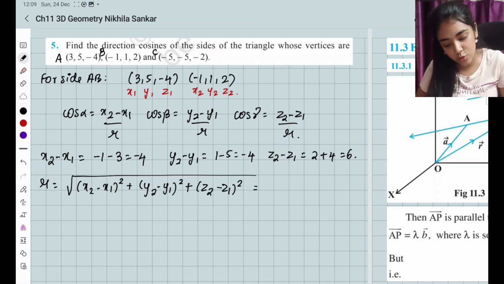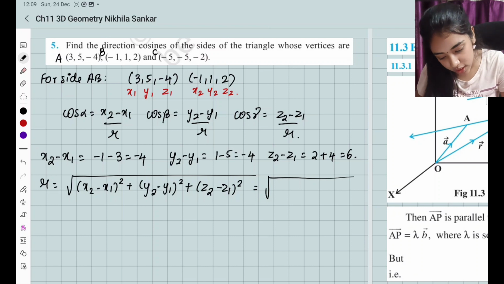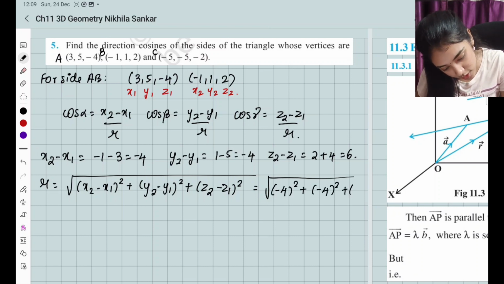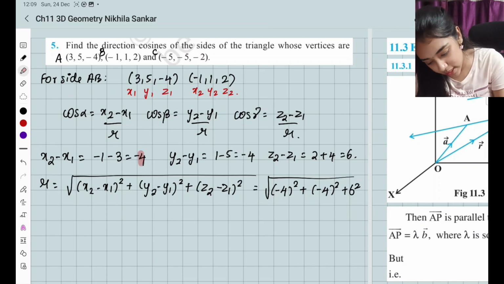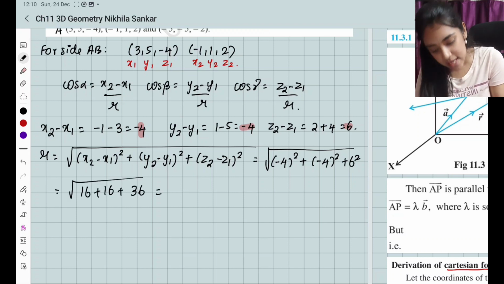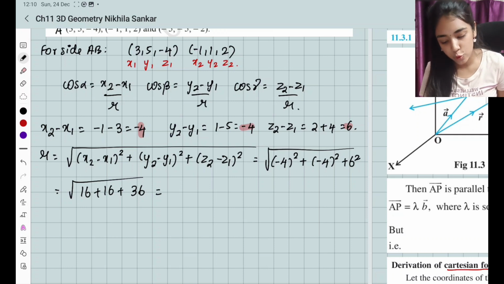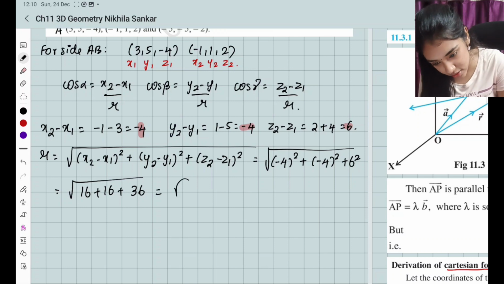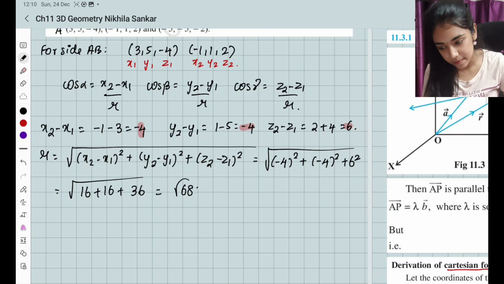So already நம்ம x2 minus x1 இந்த வேல்யூலாம் கண்டுபிடிச்சாச்சு. This is going to be minus 4 the whole square plus minus 4 the whole square plus 6 the whole square. Therida minus 4 and 6. Okay, so when I find this, it is going to be square root of 16 plus 16 plus 36. 16 plus 16, 32. 32 plus 36 is going to be 68. So square root of 68.